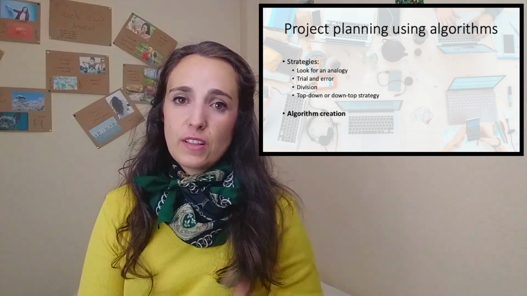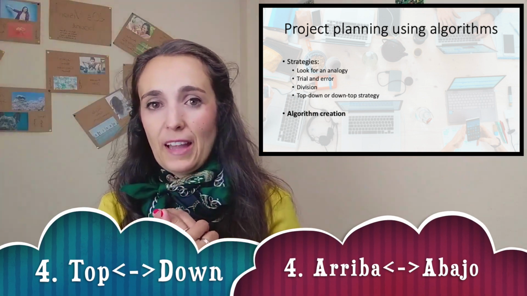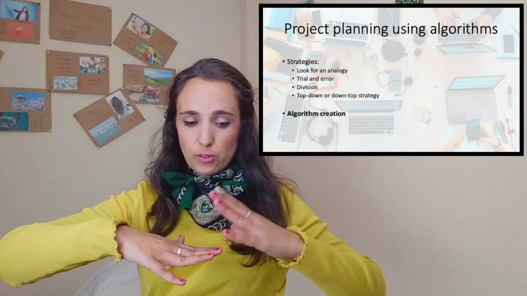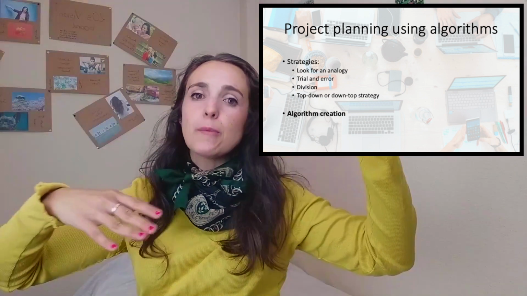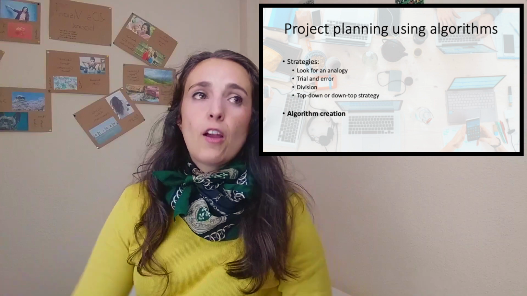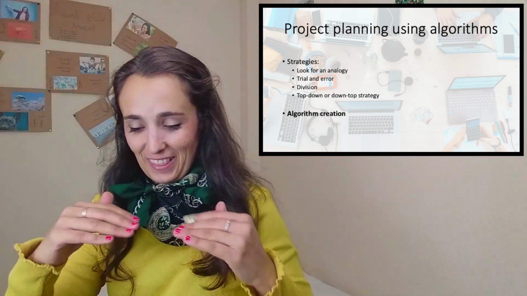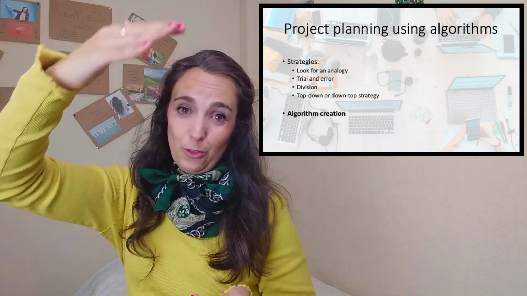And the fourth strategy, it could be top-down or bottom-up strategy, and it means that you can start from the bottom and go to the top, but sometimes it makes more sense starting at the top and going to the bottom. For instance, if you want to build a house, of course you will start by the bottom and finish at the top, on the roof.